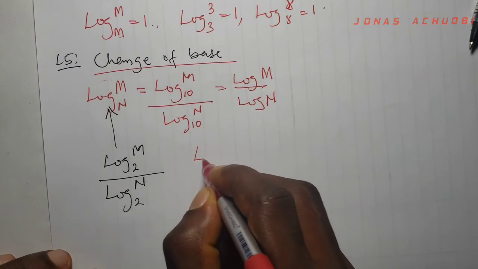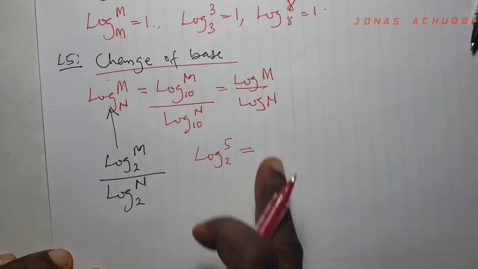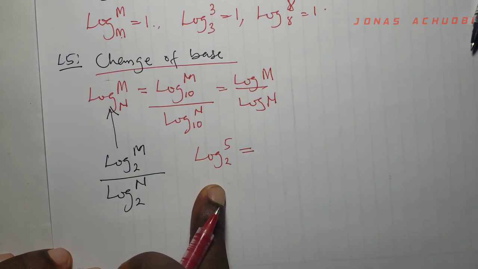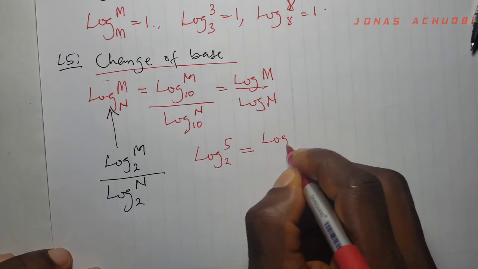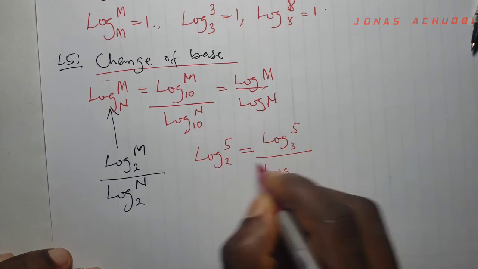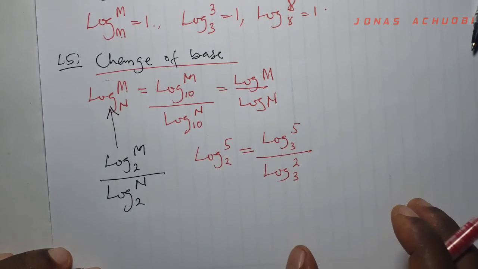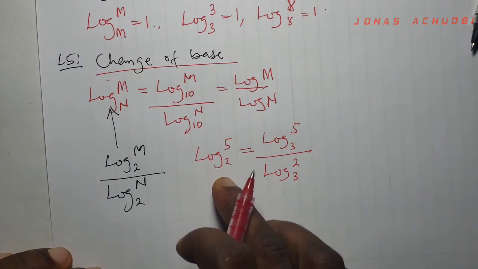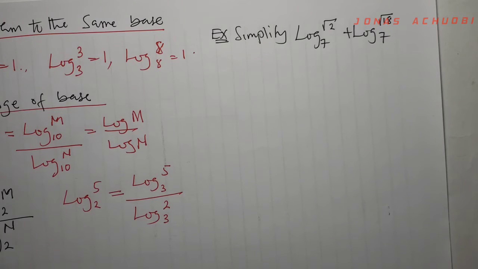For example, if you have the log of 5 in base 2 and you're asked to write this log as a log in base 3, which means you must change your base from 2 to 3, that will simply be the log of 5 in your new base 3 divided by the log of 2 in your new base 3. And what you have here on the left hand side are the same. So log 5 base 2 is the same as log 5 base 3 over log 2 base 3. We shall now take some examples to illustrate what is happening here.